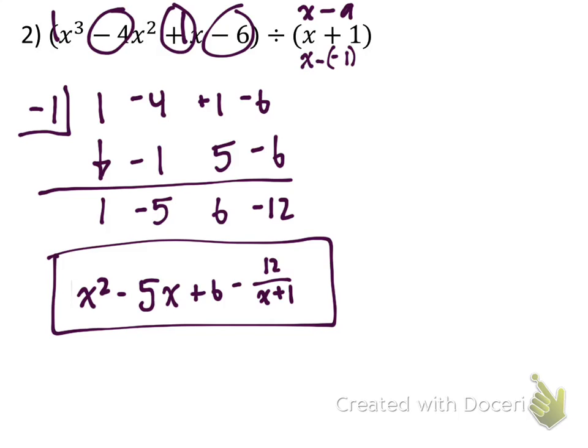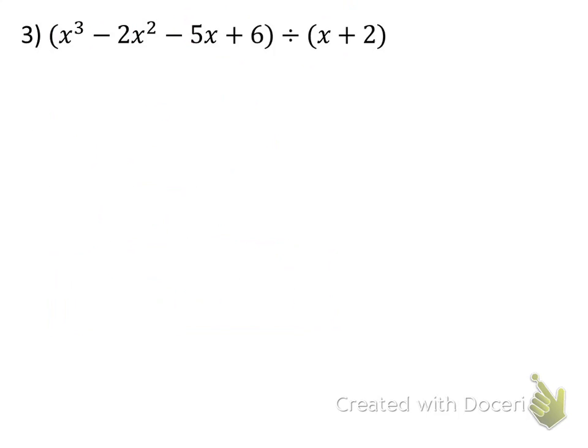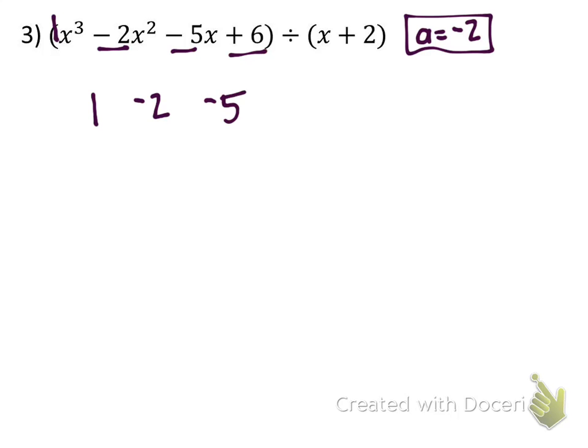Third example here. Okay, this one has a different divisor. Our a here, you can see, it says x plus 2, so your a is going to be negative 2. Okay, and then looking at your coefficients, we have a 1 here, negative 2, negative 5, positive 6. So we write these down: 1, negative 2, negative 5, positive 6, and our a here is negative 2. Okay, so first thing you need to do is draw a line, leave a little space, bring down the 1 first. 1 down here.